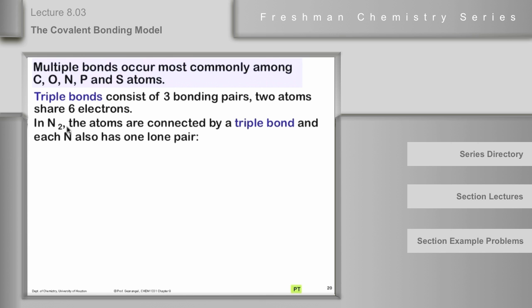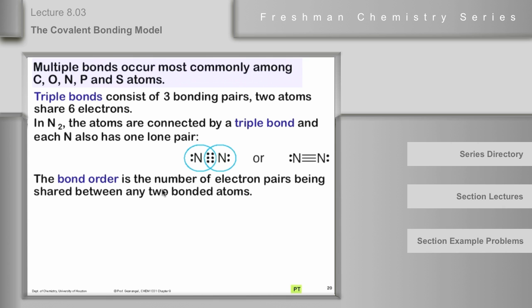In the dinitrogen molecule, there is such a triple bond. Each nitrogen has 1 lone pair. 2 nitrogens is 10 electrons, and the only way to get an octet for each one of the nitrogens is to share 3 electron pairs. And of course, that corresponds to a triple bond. And there are also, in this Lewis dot diagram, lone pairs. So in N2, there are 2 lone pairs and 1 triple bond.